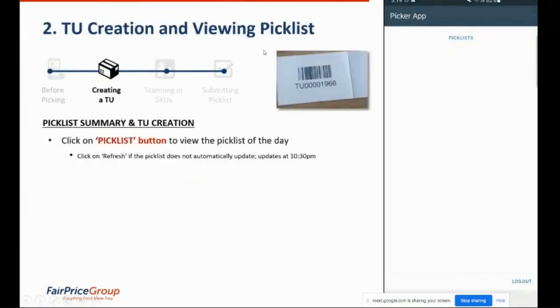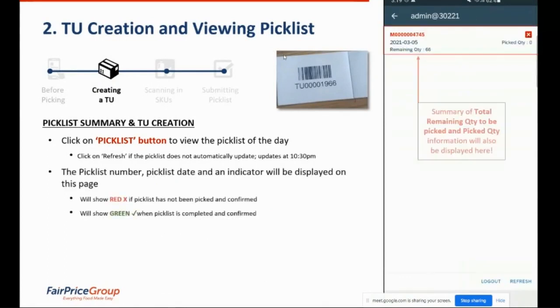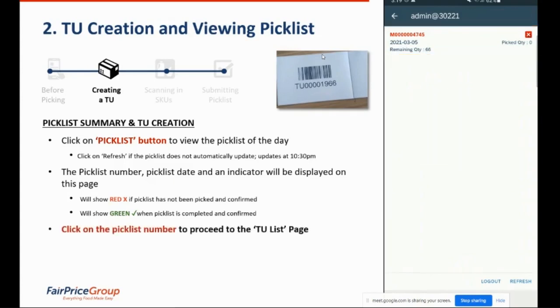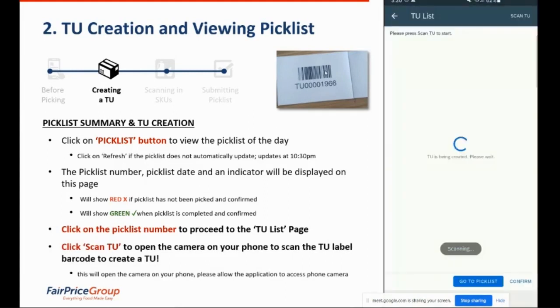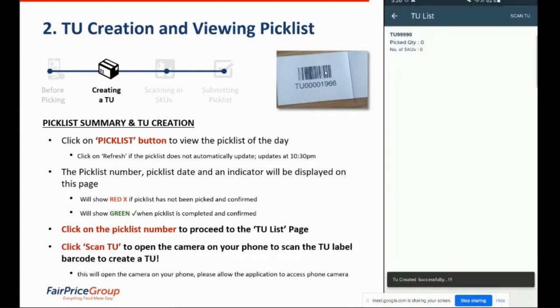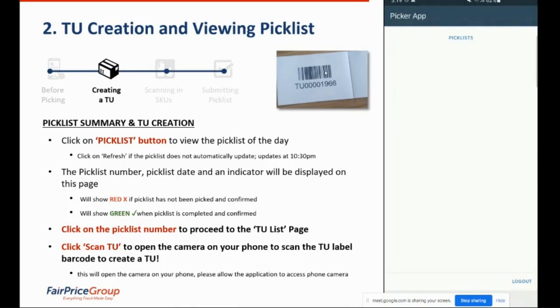For the second part, how do you view the pick list for today? You simply click the pick list button, and you will see today's pick list right there with the quantities to be scanned and today's date. Simply click on the pick list number and you'll be prompted to scan a TU label. Once you scan a TU label, you'll see the TU is automatically created inside the TU label list.